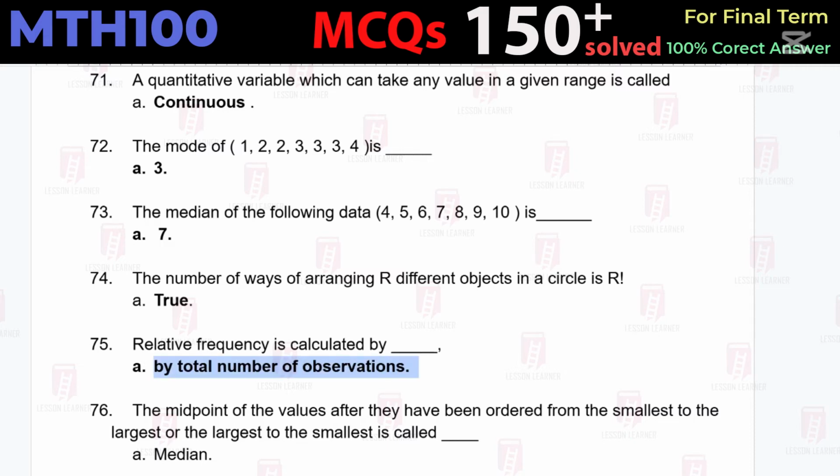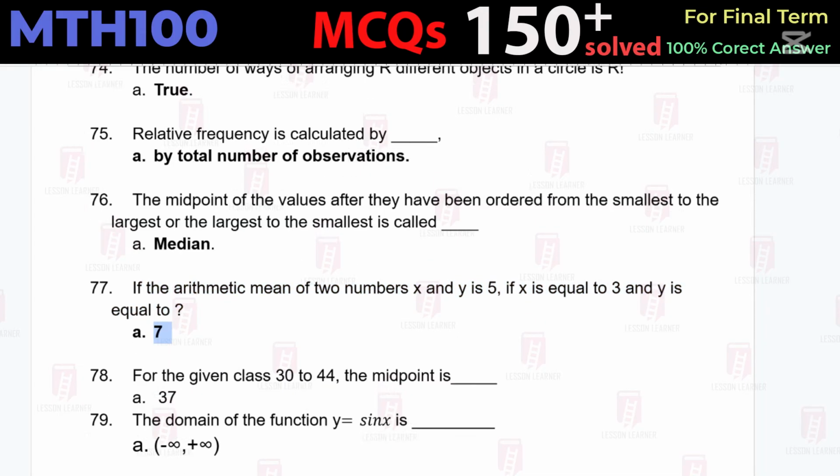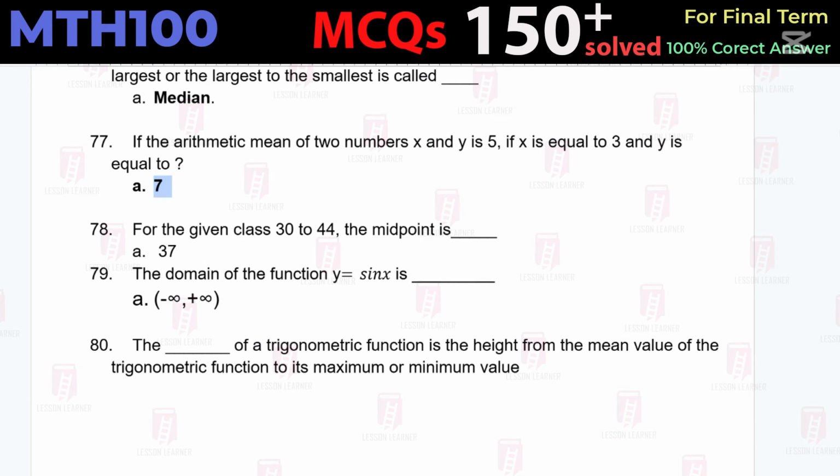The midpoint of the values after they have been ordered from the smallest to the largest or the largest to the smallest is called median. If the arithmetic mean of two numbers x and y is 5, if x is equal to 3 and y is equal to dash, y is equal to 7. For the given class 30 to 44, the midpoint is 37.